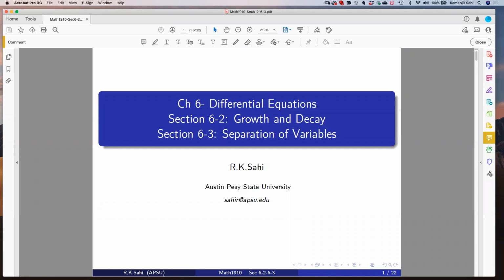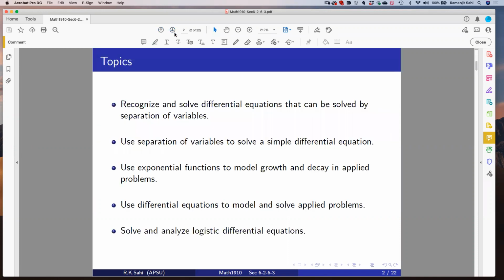Hello, everyone. In today's class, we will be looking at growth and decay and separation of variables in our chapter, Differential Equations. The topics we will be covering are to recognize and solve a differential equation using a separation of variables approach. Then we will also be using exponential functions to model growth and decay in applied problems, and in other kinds of applied problems too. And then finally, we'll be looking at analyzing and solving logistic differential equations.